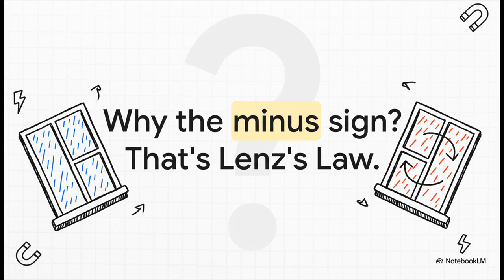But hang on a second. What about that minus sign? Why is it there? Well, that little negative sign represents something called Lenz's law, and it's all about nature's stubborn tendency to oppose any change. It's a really cool and kind of weird concept, and it is exactly what we're going to tackle in our next explainer.